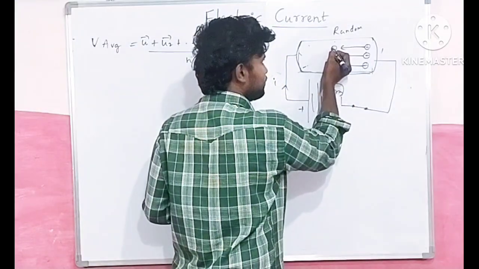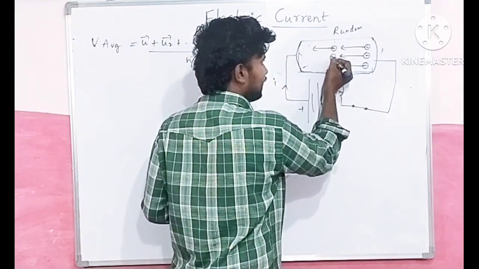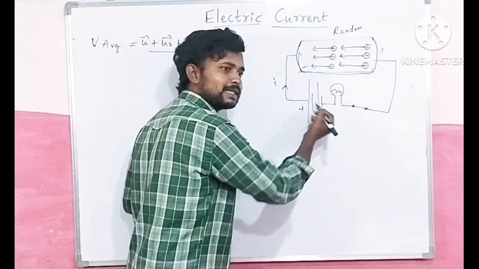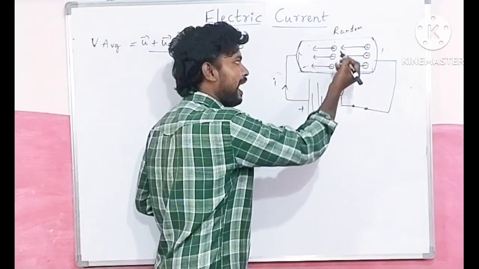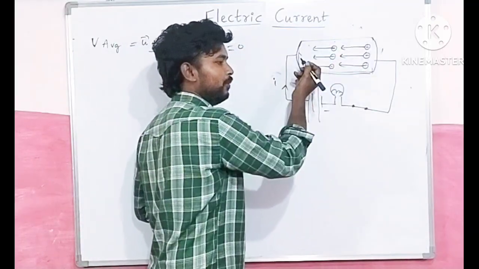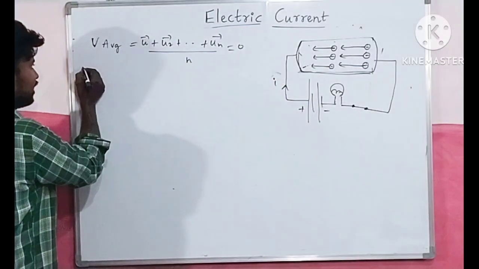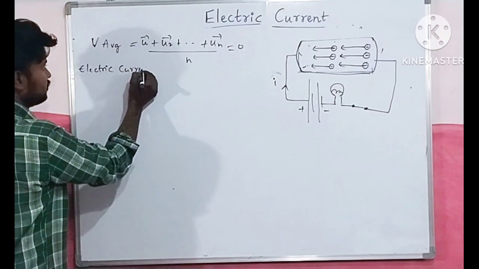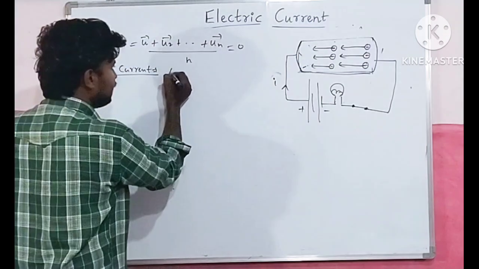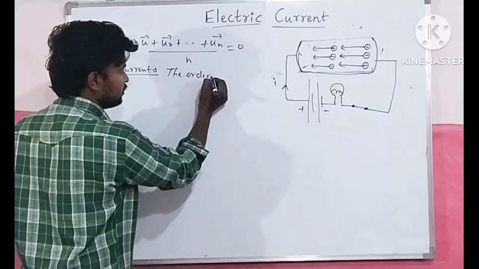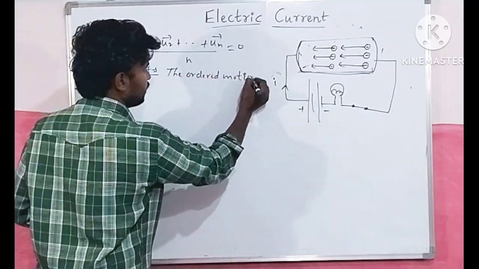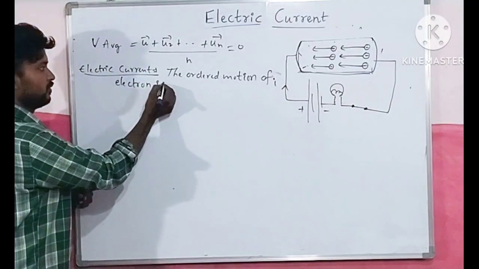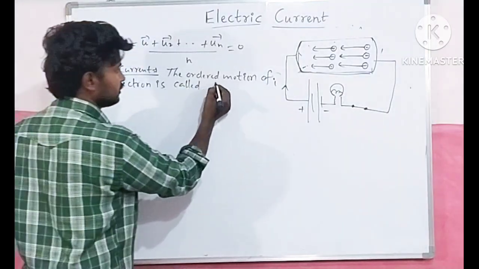When we connect the conductor to an external source battery, the electrons are orderly moving. So the ordered flow of electrons is called current. Electric current means the ordered motion of electrons. The ordered motion of electrons is called electric current.